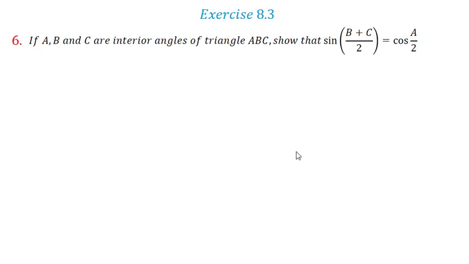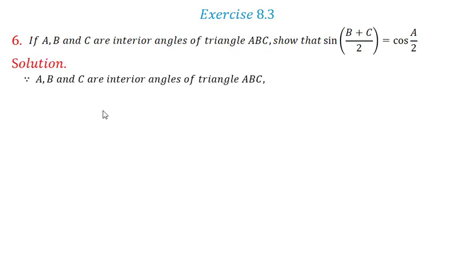Now the sixth problem is, if A, B and C are the interior angles of triangle ABC, show that sine of B plus C divided by 2 is equal to cos of A by 2. So we have to prove this. It is not given, we have to prove. So let us see how we start. As angles A, B and C are the interior angles of a triangle, we have A plus B plus C equal to 180 degree. Now this gives me B plus C is equal to 180 minus A.